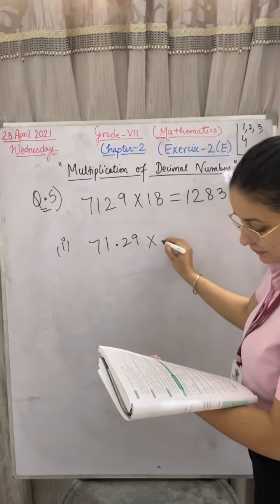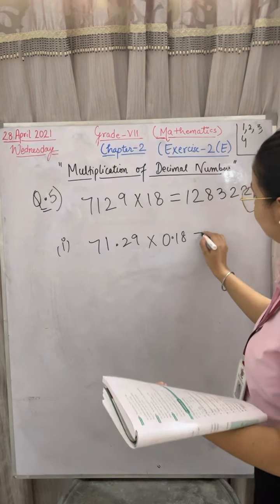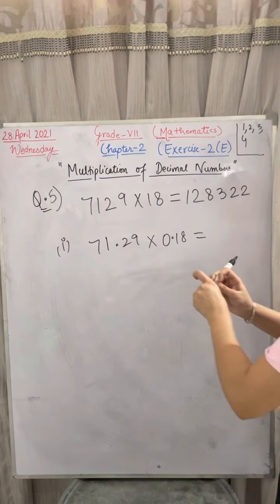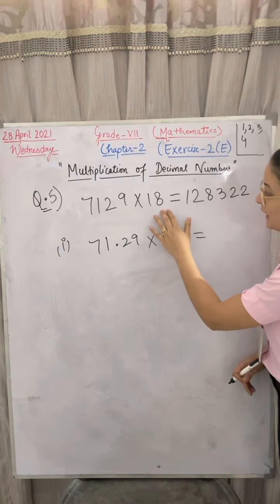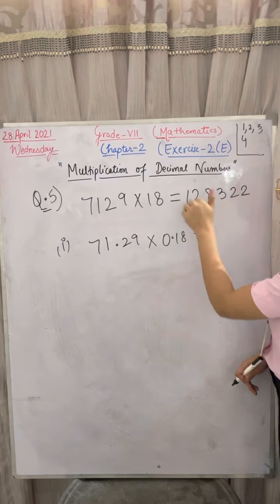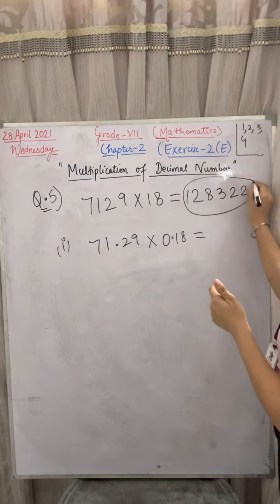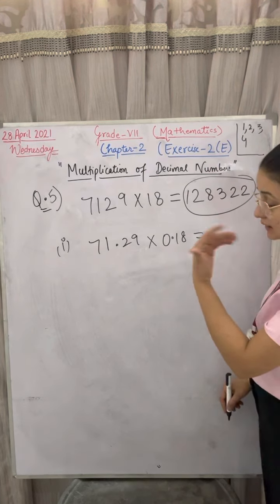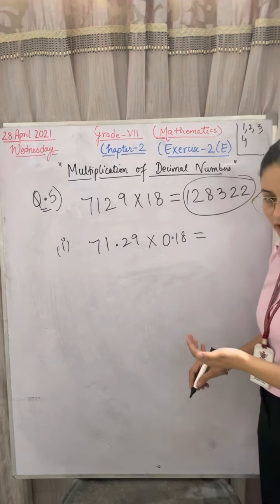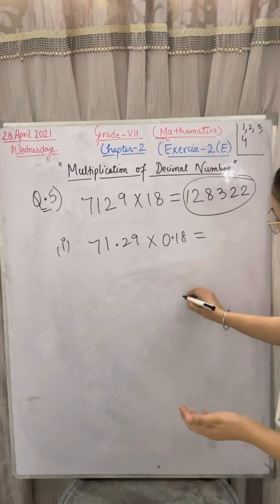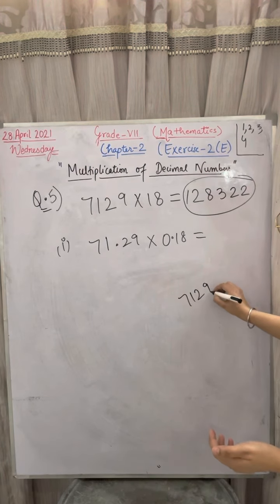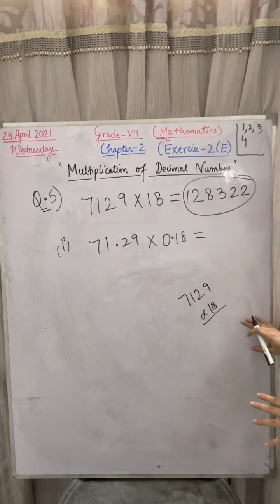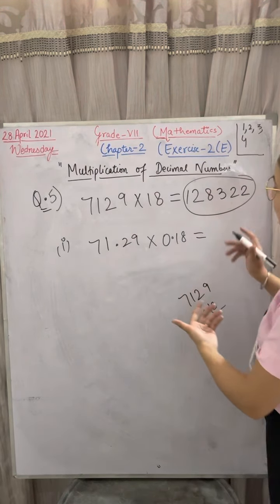7.129 multiplied with 0.18. Now, in this question they are saying that 7129 when multiplied with 18 gives this answer, 128322. They are saying, without performing the actual multiplication, without performing the multiplication means 7129 and 18, don't do this multiplication. You have to give the answer directly.